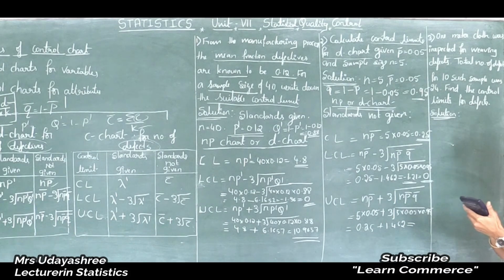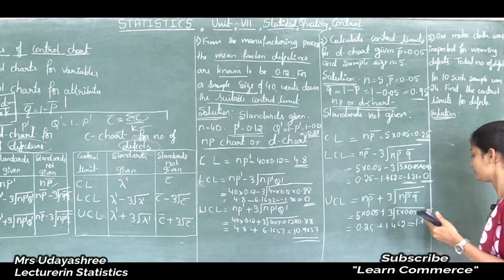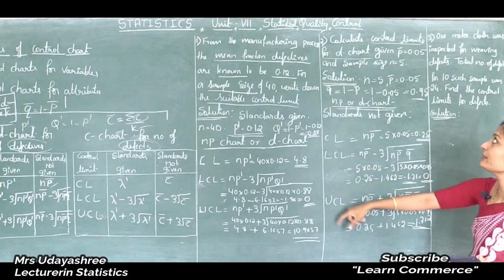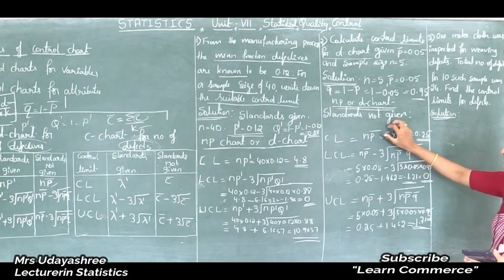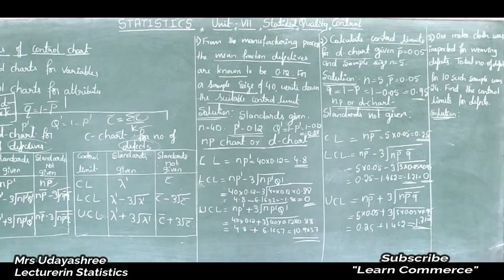This is equal to 0.25 plus 1.462, which is 1.712. Okay, this is the calculated value. This is the value for the upper control limit in the standards not given case for the NP or D chart. Okay, next let's see problem number 3.